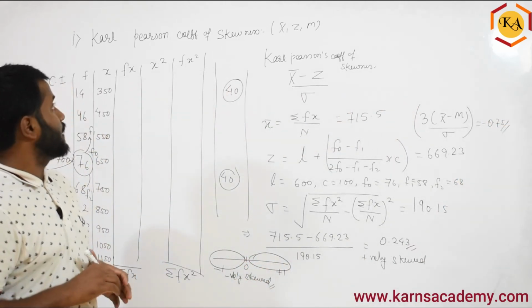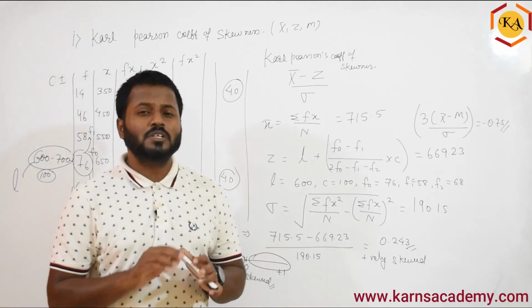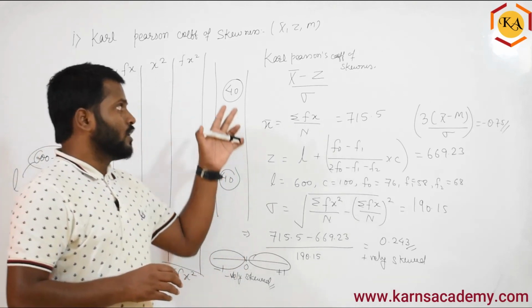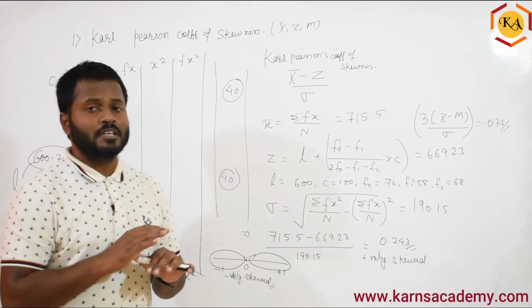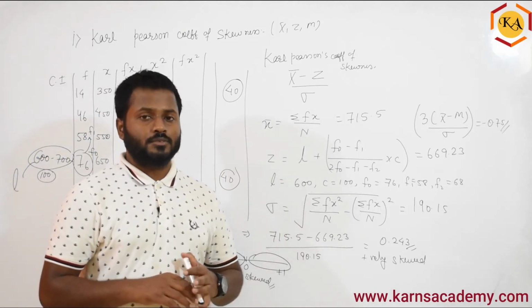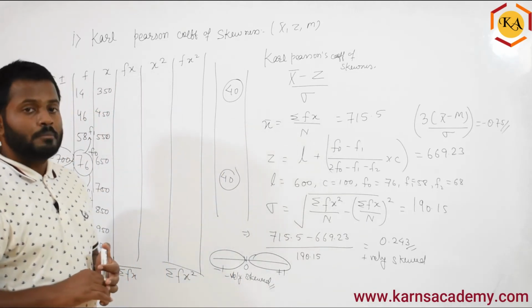So this is how you can calculate the Karl Pearson coefficient of skewness. Very easy 10 marker question. All the formulas and all the steps are compulsory. Please try to write them. So pause the video and make a note of it.